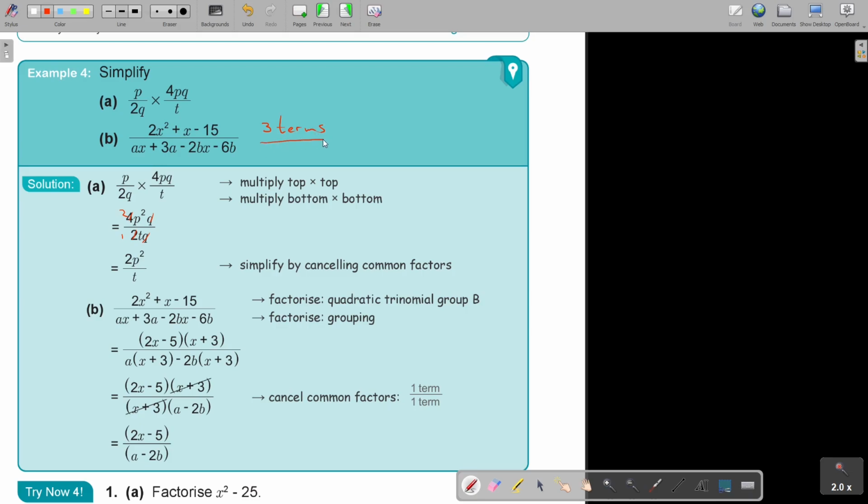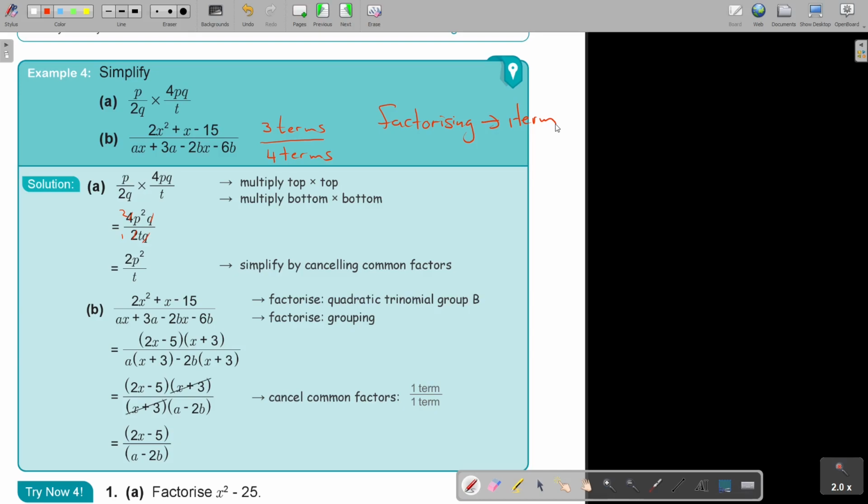And there are 4 terms. I didn't say it in the previous video, but I mentioned it in the textbook. Remember, factorizing. Always make one term. So that's part of simplifying.